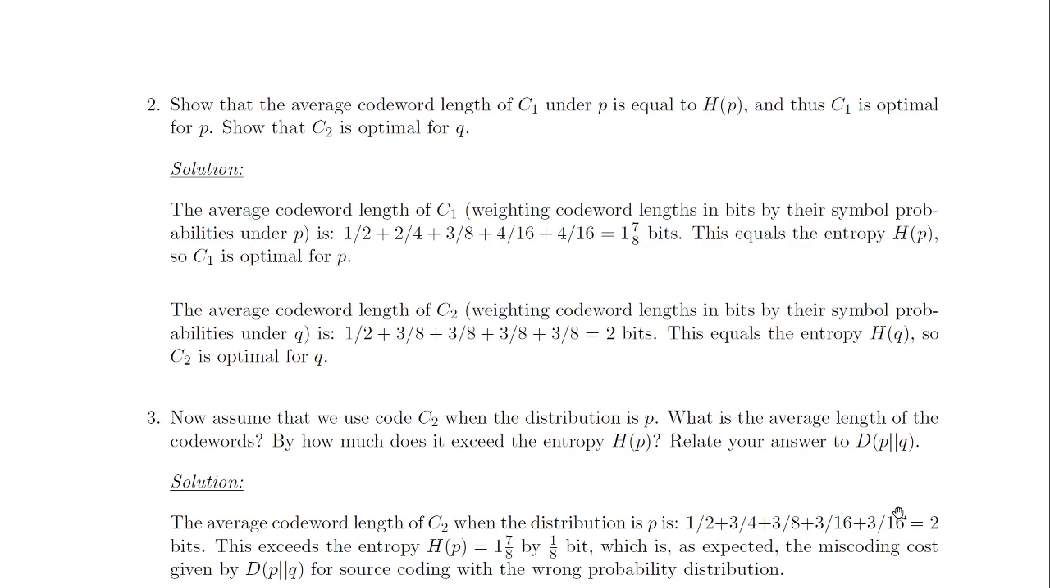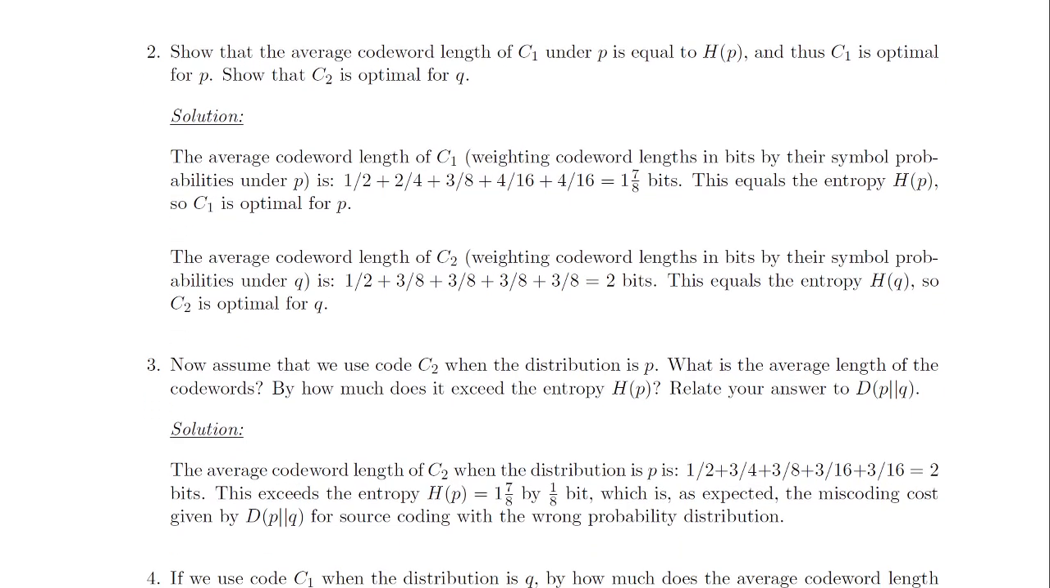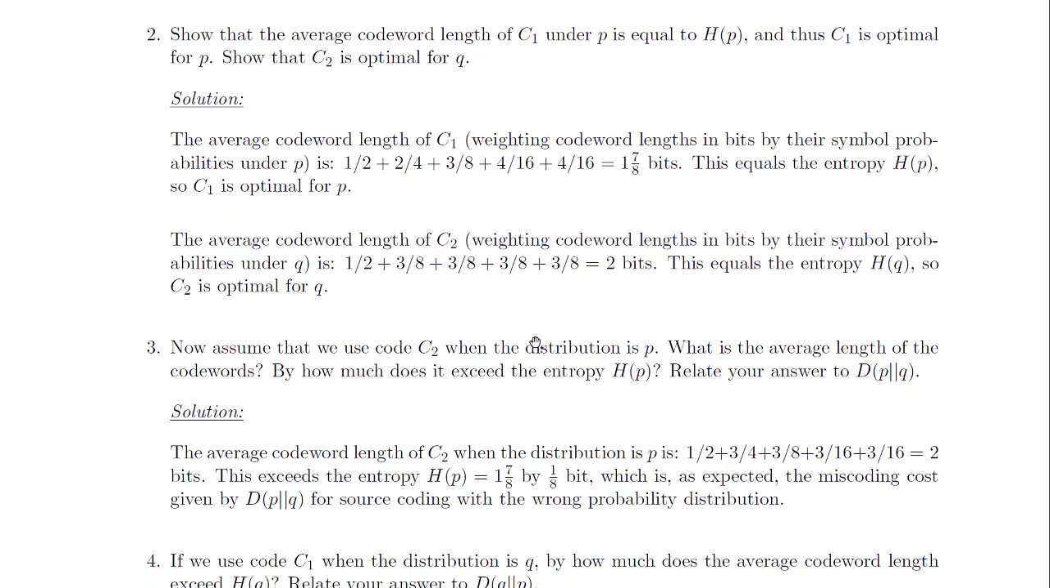The next subpart of this question asks to show that the average code word length of coding scheme 1 under P is equal to the entropy, and therefore that C1 is optimal for P, and do the same thing to show that coding scheme C2 is optimal for the distribution Q of x, if that's the true distribution.